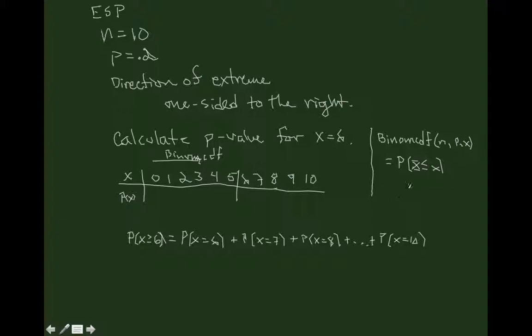So I'm trying to be specific here. That's a capital X, that's a lowercase x. This is kind of the notation the book uses. So basically the idea is that binomial CDF will sum those probabilities right up to the specified x value.